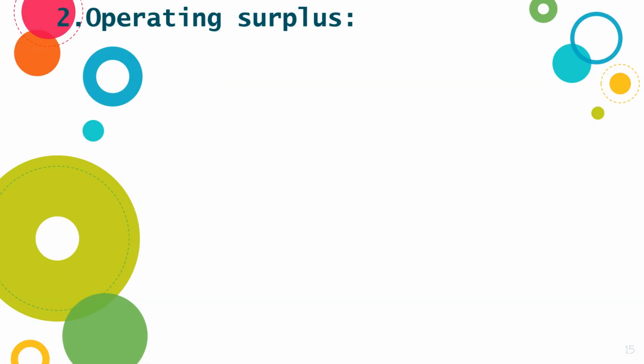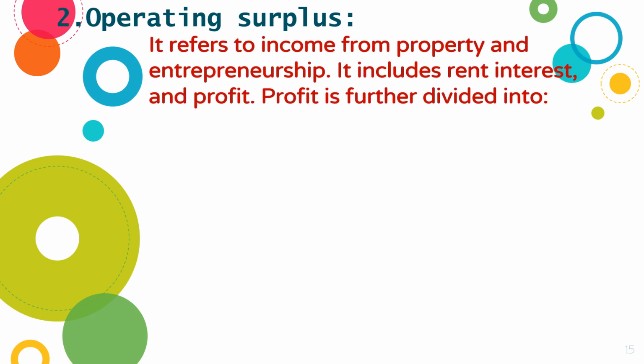The second component of factor incomes is what we call operating surplus. What is operating surplus? It refers to income from property and entrepreneurship. We know that income from property would be rent and interest, and income from entrepreneurship will be profit. So therefore, operating surplus includes rent, interest, and profit.